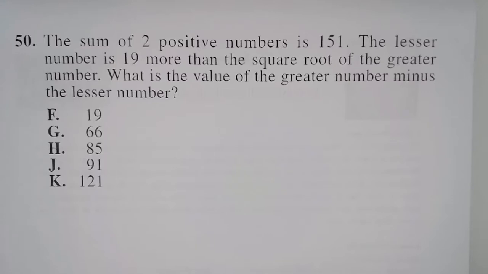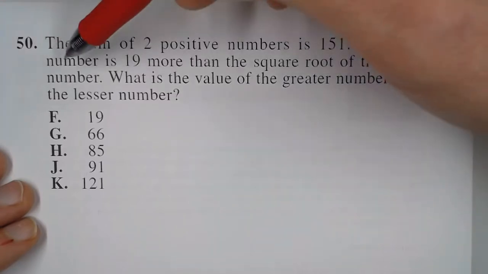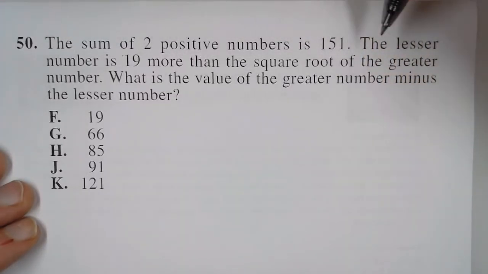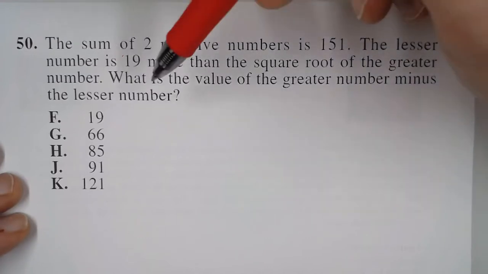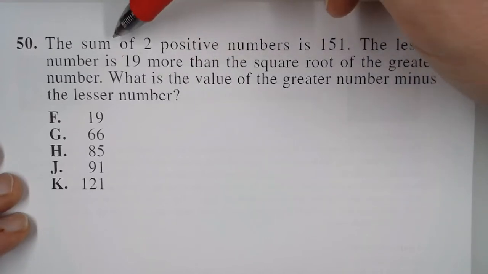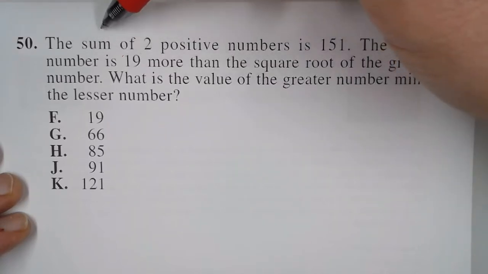So in 50, it says the sum of two positive numbers is 151. The lesser number is 19 more than the square root of the greater number. So what is the value of the greater number minus the lesser number? Now they told us that two numbers add up to 151. That's what the word sum means.